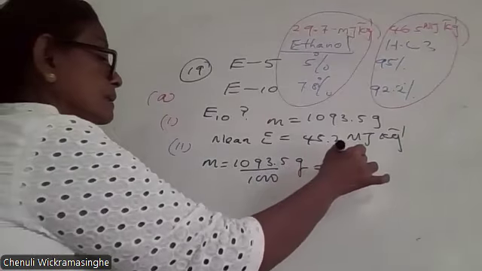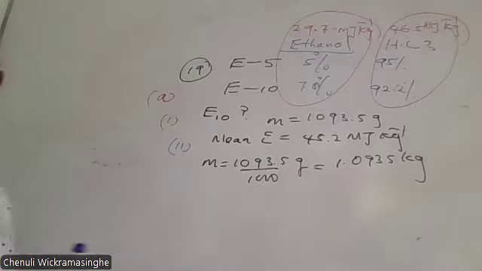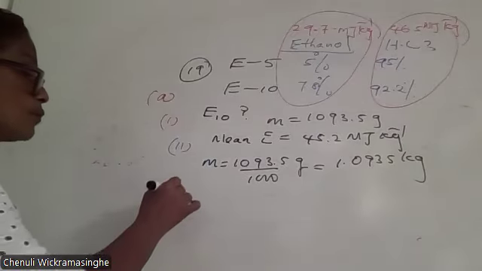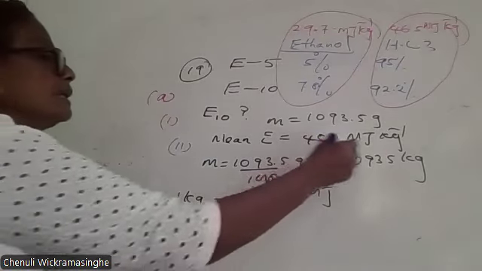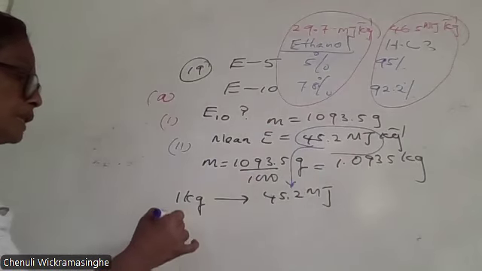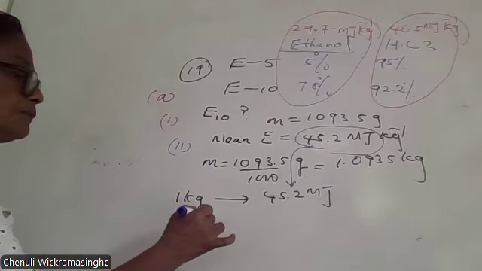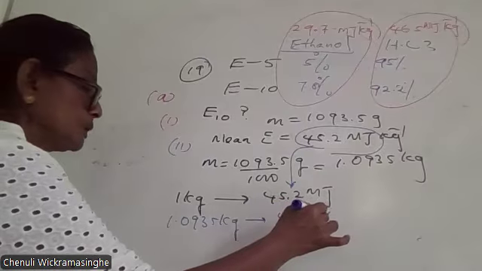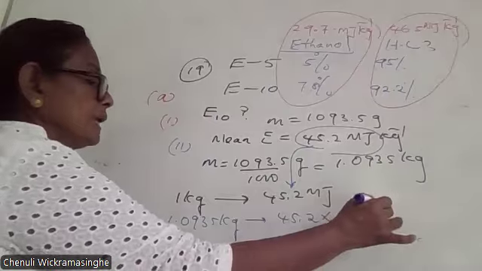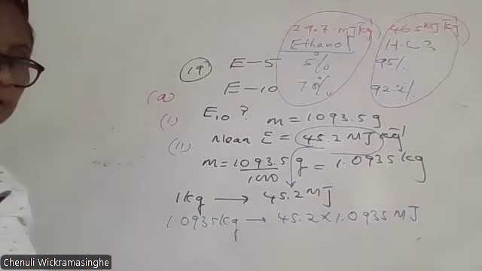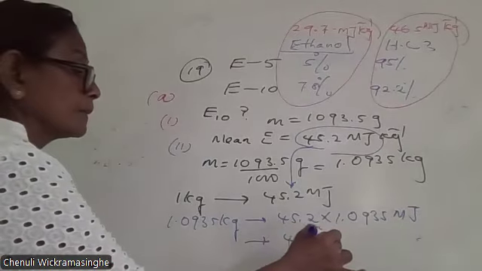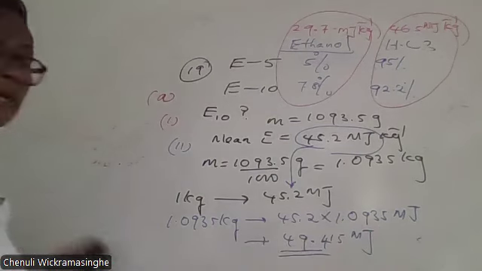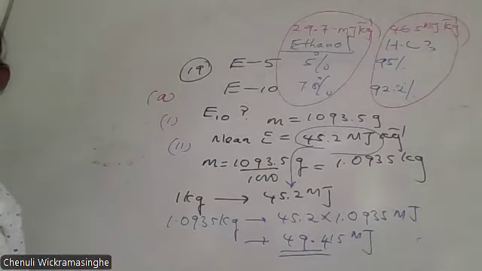So the mass will be 1.0935 kilogram. You are asking, 1 kilogram releases 45.2 megajoule. Therefore, 1.0935 kilogram should release 45.2 times 1.0935 megajoule. So your simplified value will be 49.415 megajoule released by this mass of 1.0935 kilogram. I hope you understood how to ratio this answer.